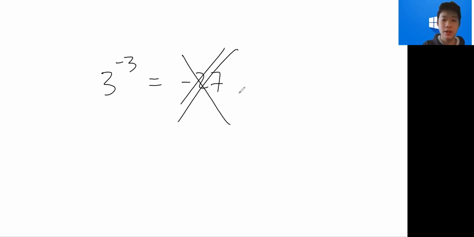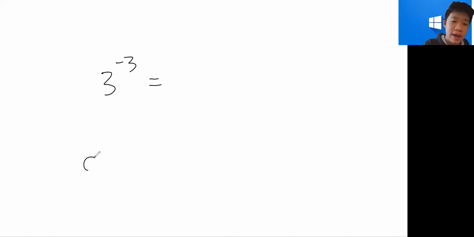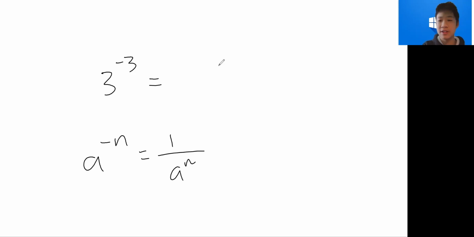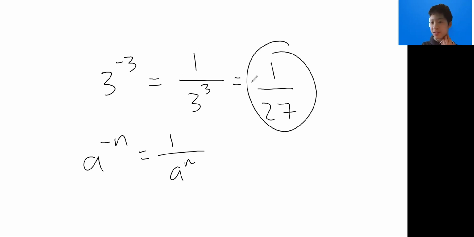No, no, no. I make that mistake a lot, and this is not a good mistake to make. We need to remember that a to the negative n equals 1 over a to the n. It's not just the negative of a to the n. So 3 to the negative 3 is just 1 divided by 3 to the third, 1 over 27. So this is the correct answer. It is not negative 27.